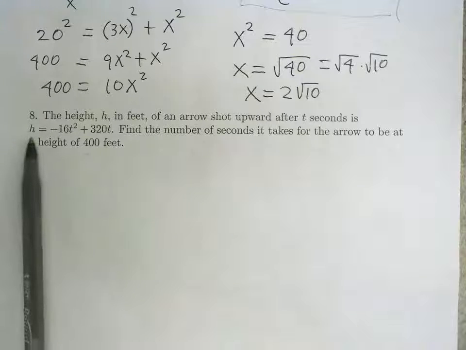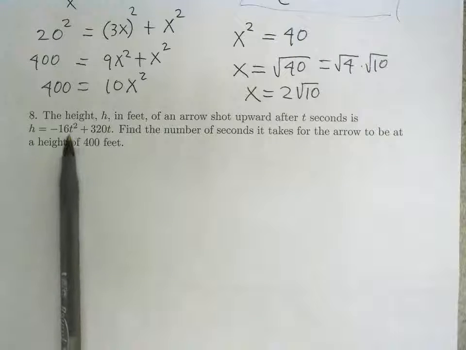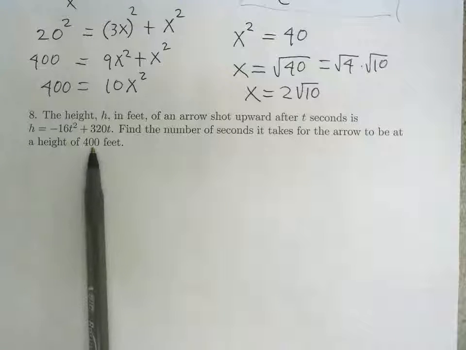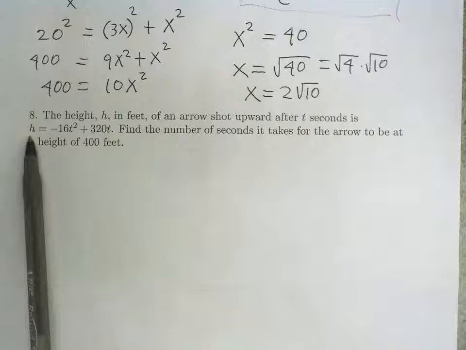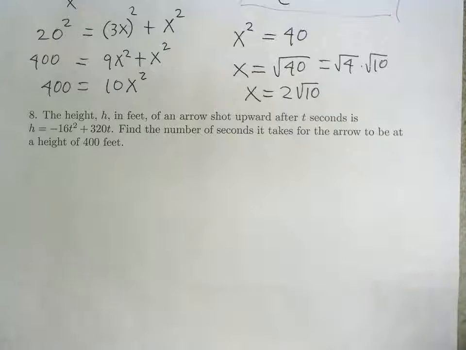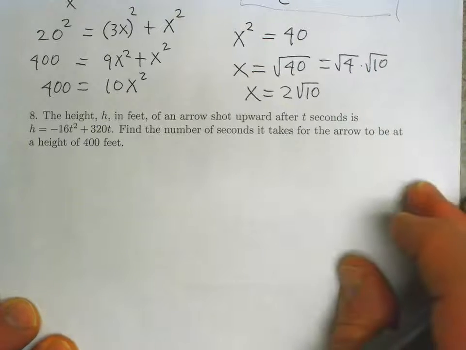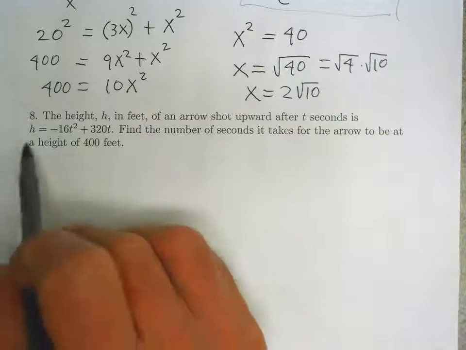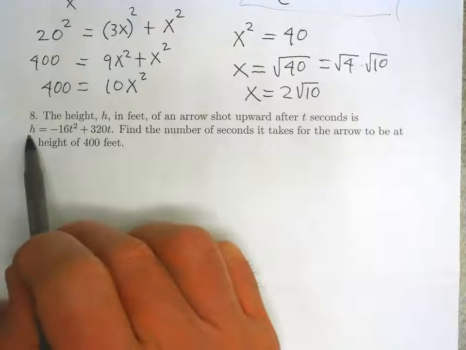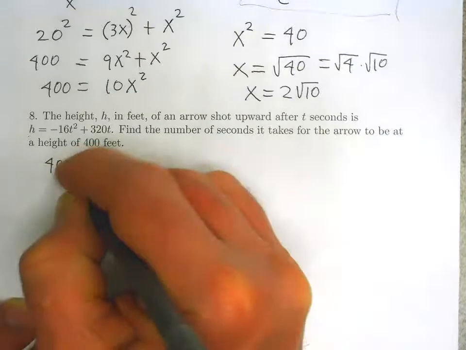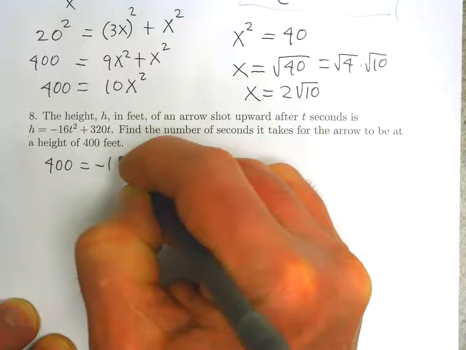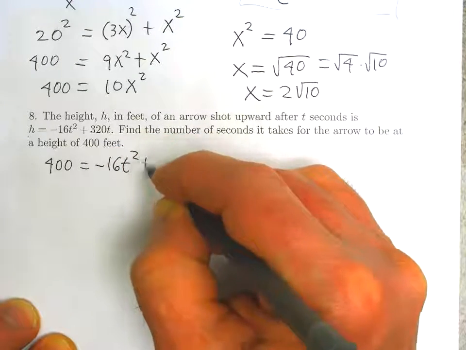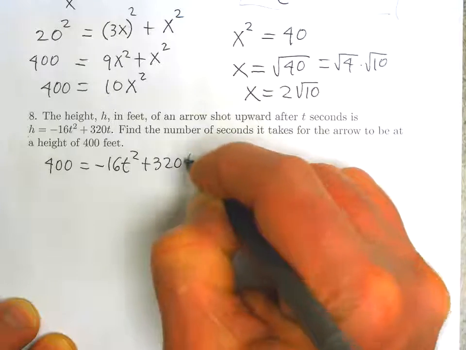Okay, so h represents the height of the arrow. t is measured in seconds. So what we're going to do is replace h with 400 and then solve that equation for t. The height of the arrow will be at 400 feet, so replace h with 400. We have 400 equals negative 16t squared plus 320t.